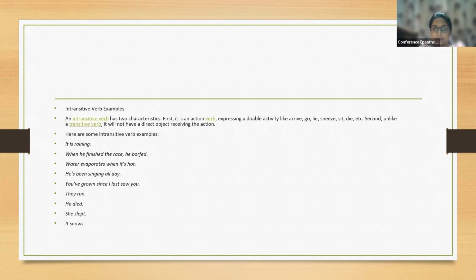Like it is raining. When he finished the grace, water evaporates. He has been singing all day. You have grown since I last saw you. They ran, he died, she slept. It shows in every sentence, every verb, there is no object. So these are only action verbs, and in a way, you can call them intransitive verbs.